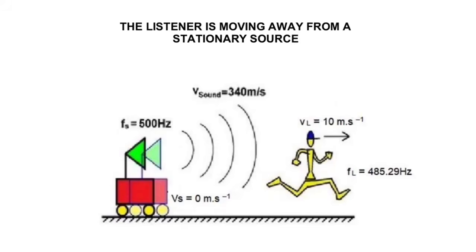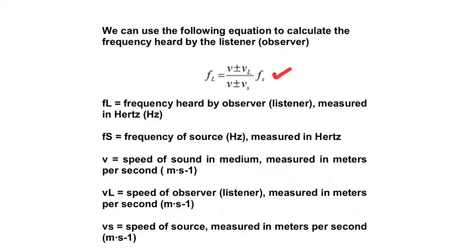Just like in this case, we are given the frequency emitted by the source. With this frequency emitted by the source, we can find the frequency that is observed by the listener using the Doppler effect. Let's go ahead and take a look at that. This is the equation we use to calculate the frequency heard by the listener. FL is the frequency heard by the listener or the frequency observed. The SI unit is Hertz.